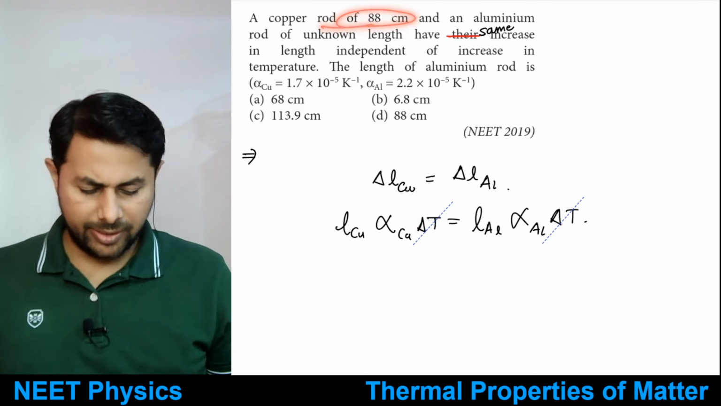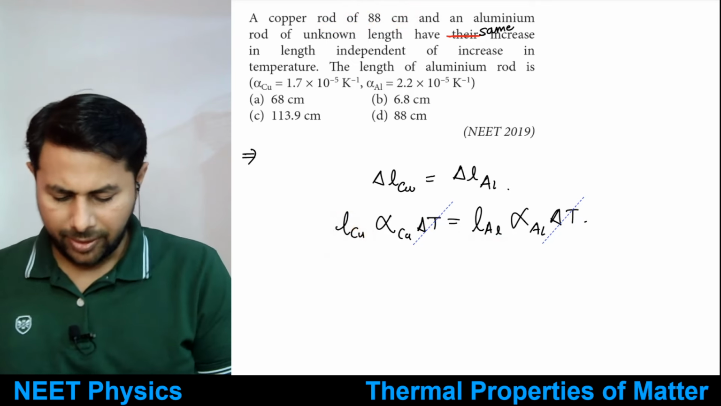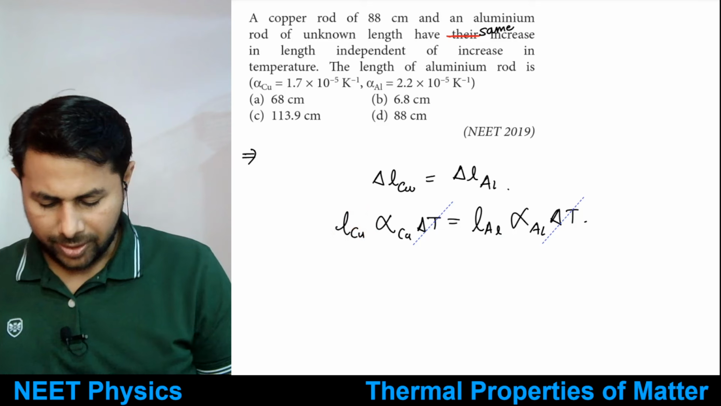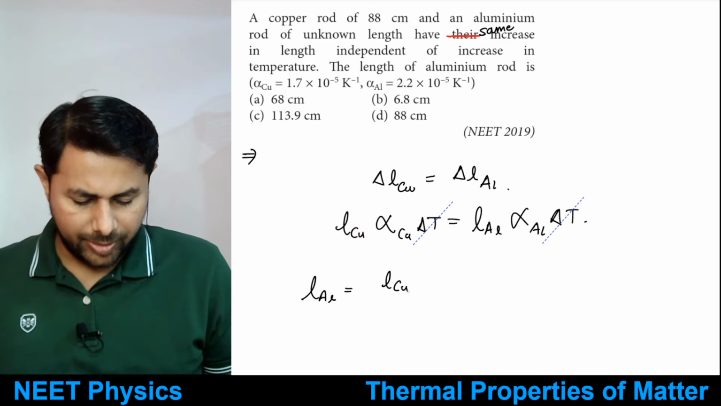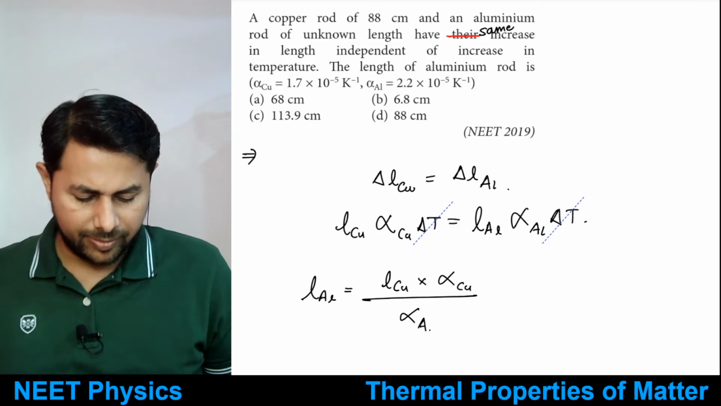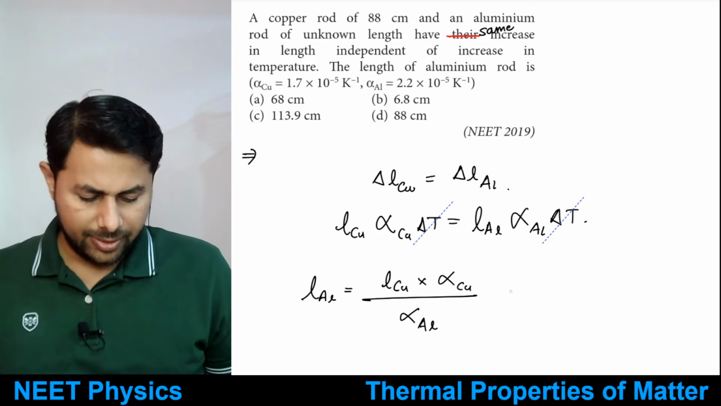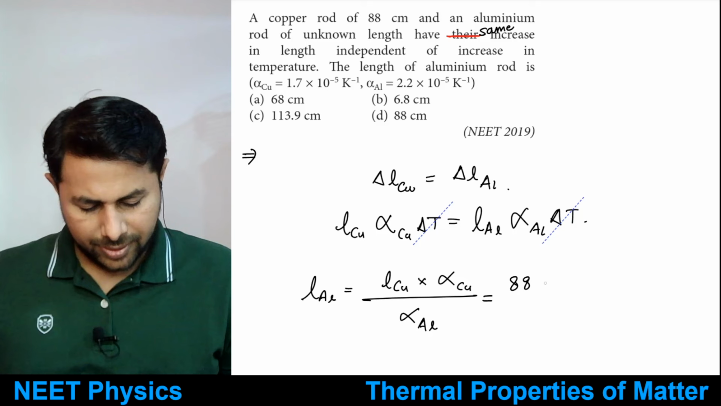Length of copper rod is given. We want to find out the length of the aluminum rod. So length of aluminum rod is just equal to length of the copper rod times alpha of copper divided by alpha of aluminum. So very simple question. Length of copper rod is 88 centimeters.